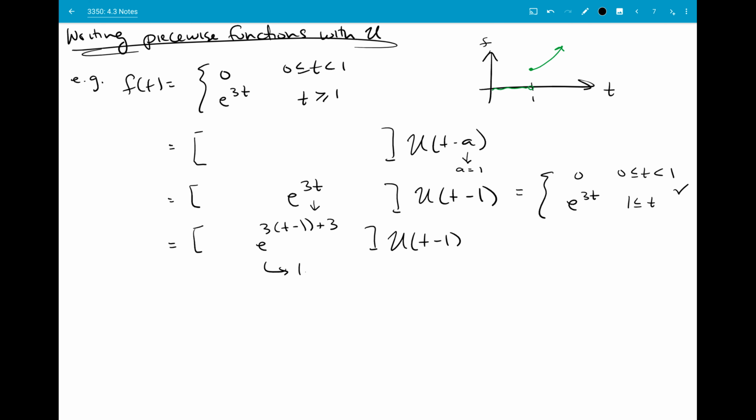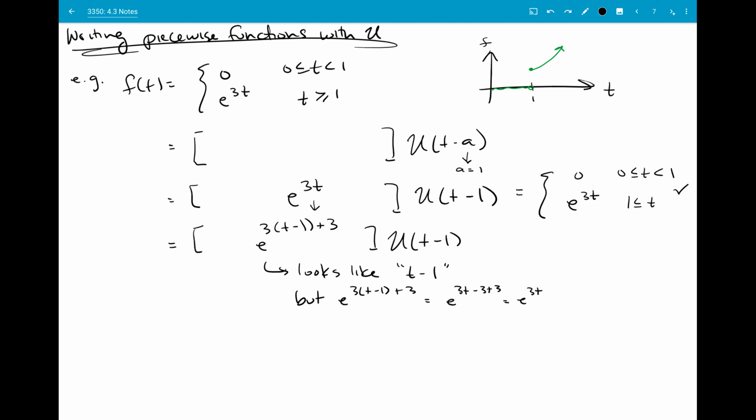So I'll go ahead and make a note right there. Looks like t minus 1. But e to the 3 times t minus 1 plus 3 is just e to the 3t minus 3 plus 3, e to the 3t. So my function hasn't changed. It's still the same as what I knew it needed to be before. So that would be my final answer.